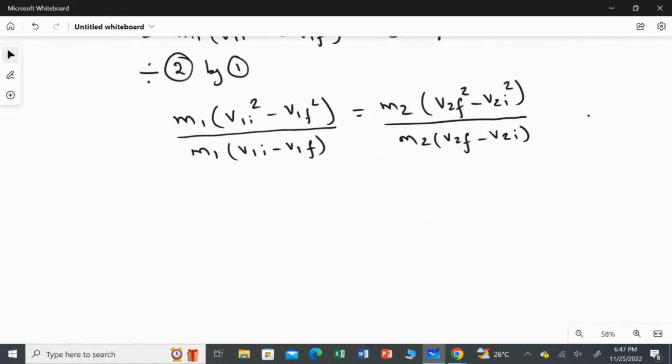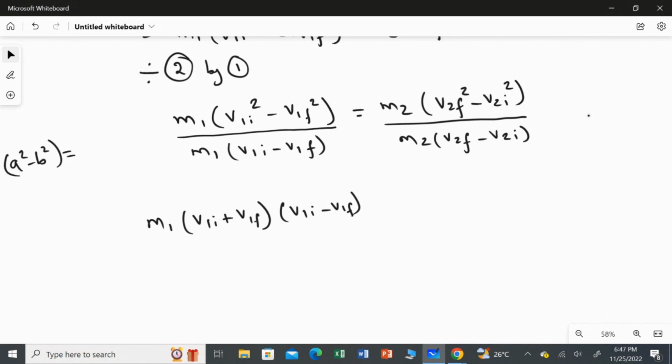So what is the formula for a squared minus b squared? (a plus b) into (a minus b). So we have to apply this rule here. By that, if you apply, what will happen? M1 becomes (V1 initial plus V1 final) and (V1 initial minus V1 final). So I just simply expand this equation with the a squared minus b squared rule, right?